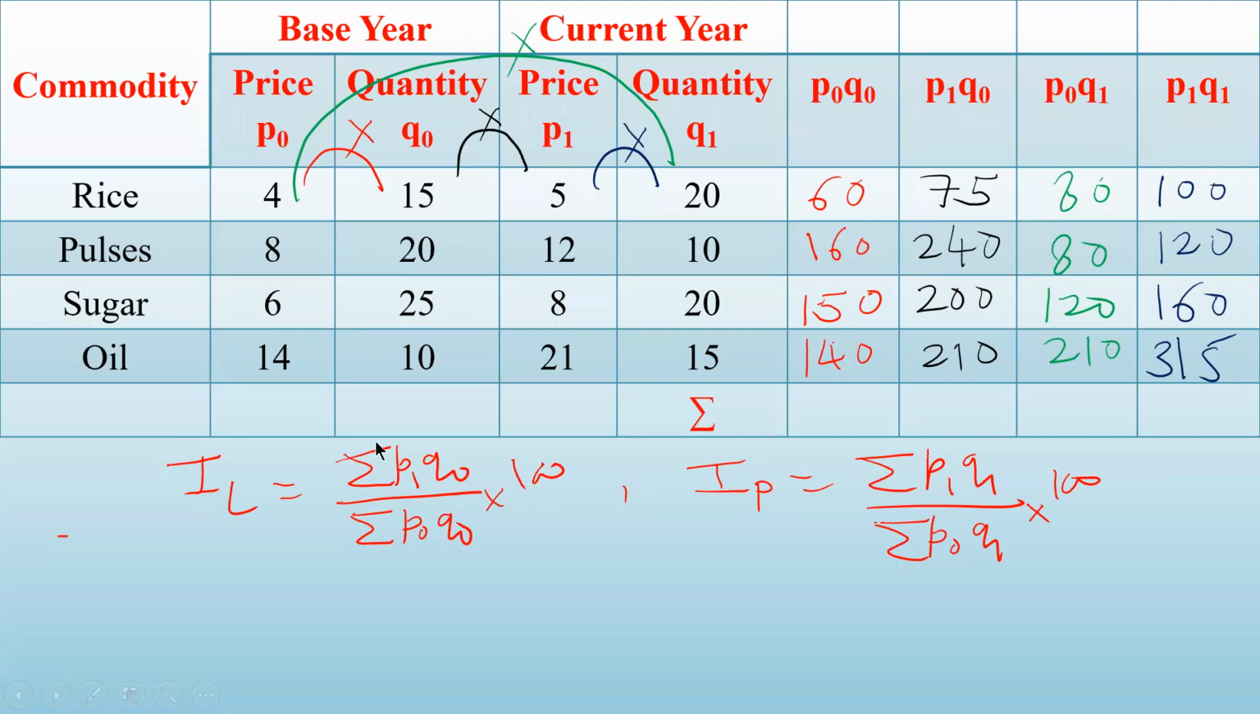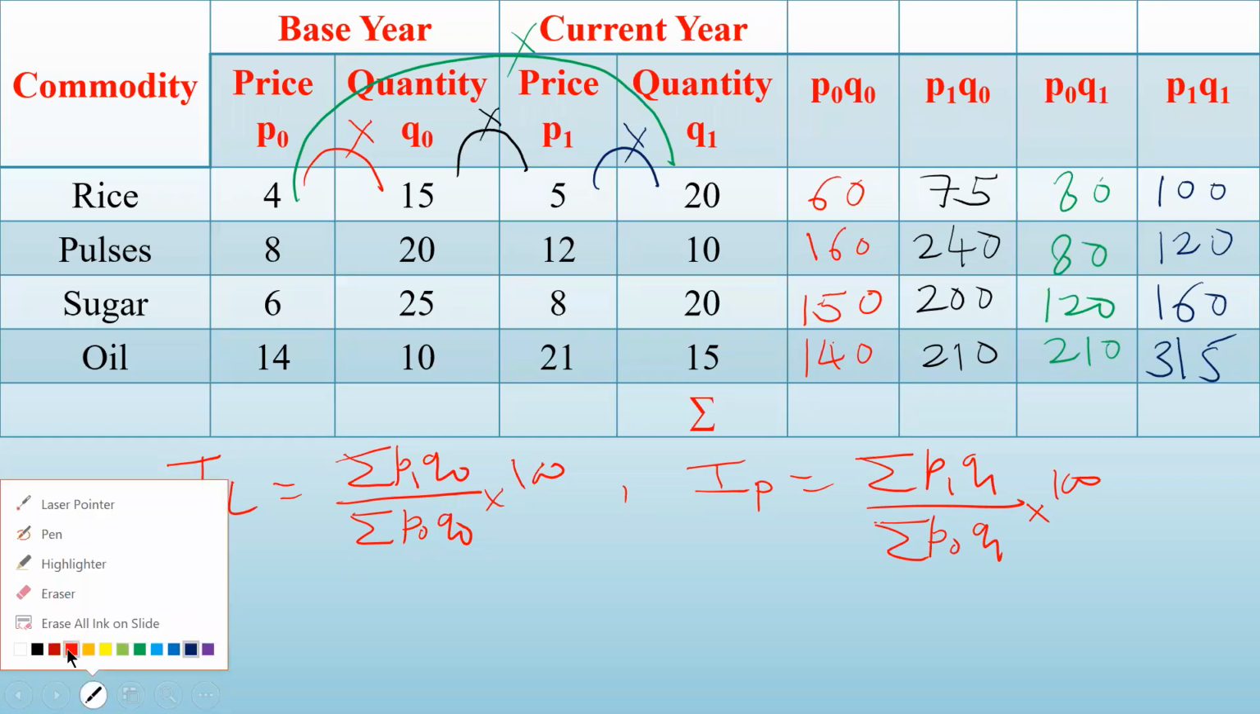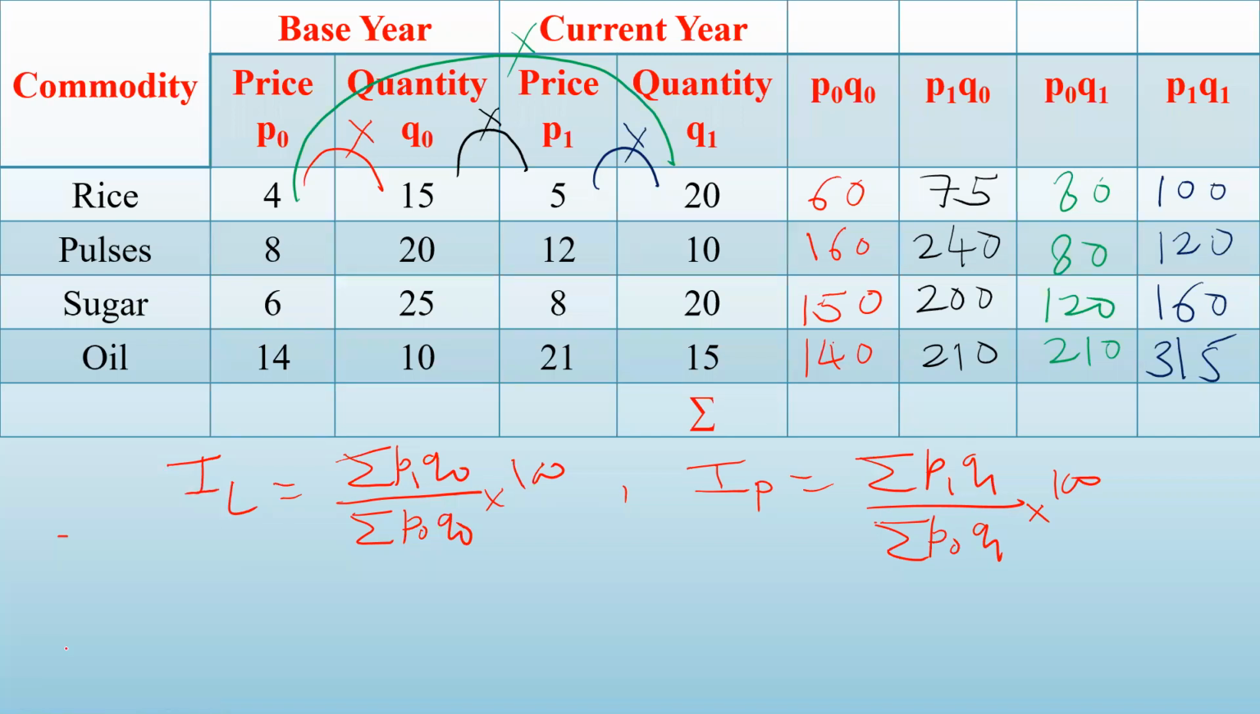Now what we want is the sum. So we have to take the sum of each column. So this is the last row. I put a symbol here, summation. So take the summation of P0 Q0. That is 60 plus 160 plus 150 plus 140. So the answer is 510. So summation of this column is 510.